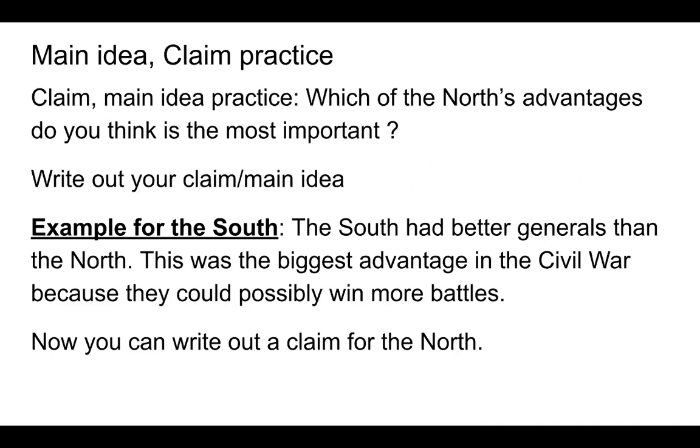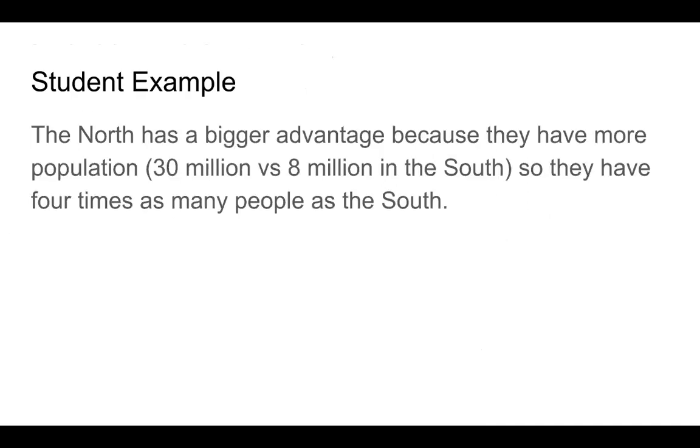All right, then this is a time to do some main idea and claim practice. So I do an example with them for the South because they're going to be doing one on the North. So my example is the South had better generals than the North. This was the biggest advantage in the Civil War because they could possibly win more battles. And so then they can write out a claim about one of the North's advantages and why they think it was the most important. So here's a student example from this morning. The North had a bigger advantage because they have more population, 30 million versus 8 million. So they have 4 times as many people as the South does.